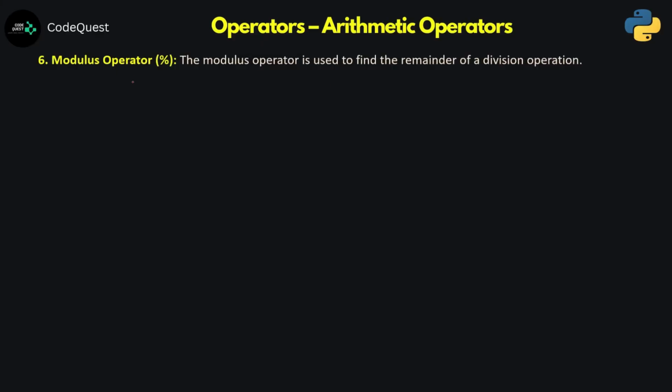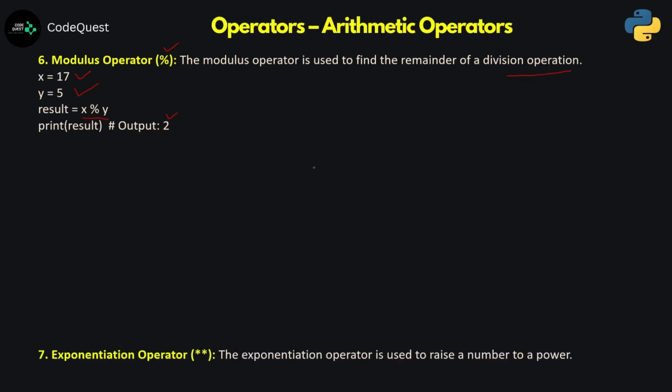Now the modulus operator, which always gives me the remainder while a division operation is being done. Let's say x is holding 17, y is holding 5. So x modulus y, that is 17 divided by 5, whatever is the remainder, that is 2 here, that is what we are going to get out of the modulus operator.